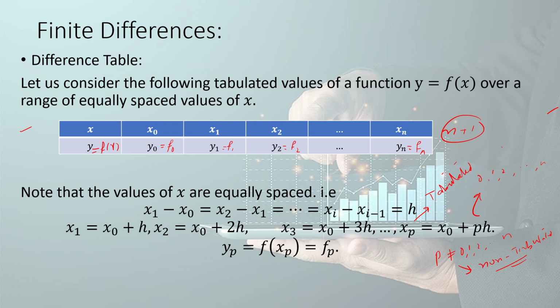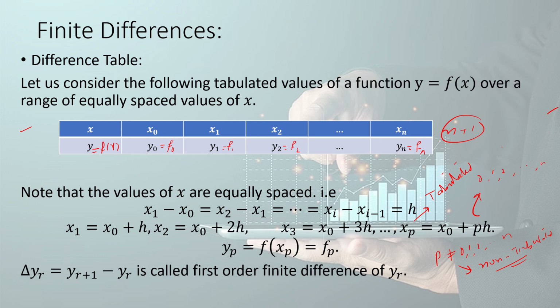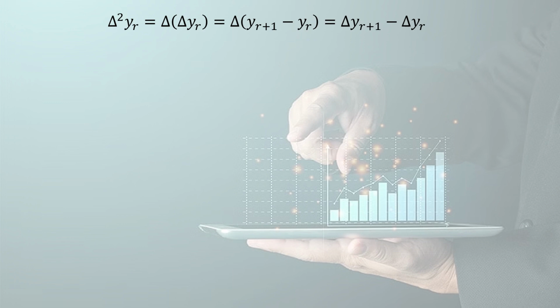Once we have the values of y, we define finite differences. Generally, when you want to find the difference of yr, the difference of yr can be found as yr plus 1 minus yr, and this is known as the first order difference. We can find the second order difference as well. The second order difference is defined as the first order difference of the first order difference of yr, and once it is simplified, we get the second order difference as simply a linear combination of yr plus 2, yr plus 1, and yr.